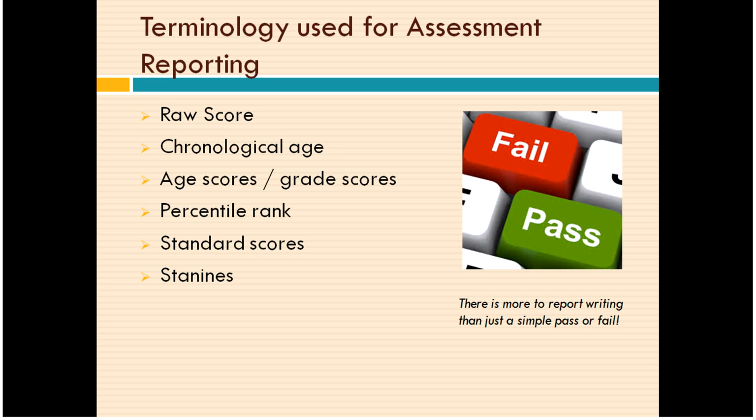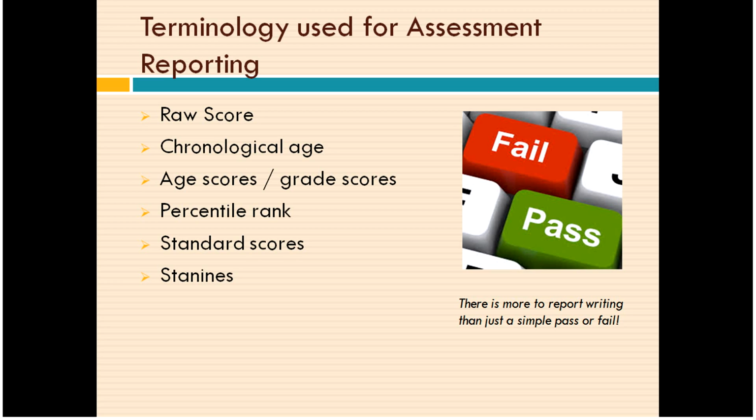And although most tests have computer programs now that run the scores and calculate the reports and write them out for us, it's still important to know what the information means so that you can clearly report the results to parents or to colleagues. The raw score is the first number that is going to be calculated.